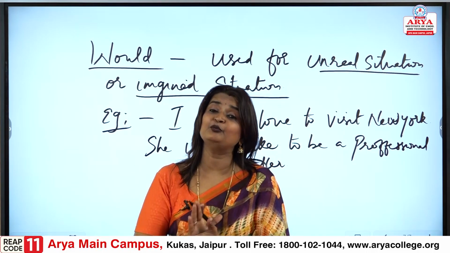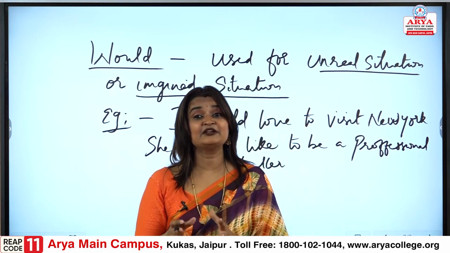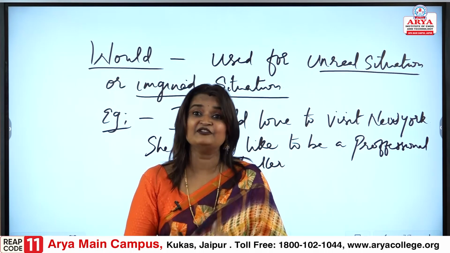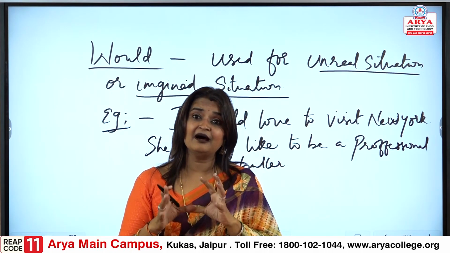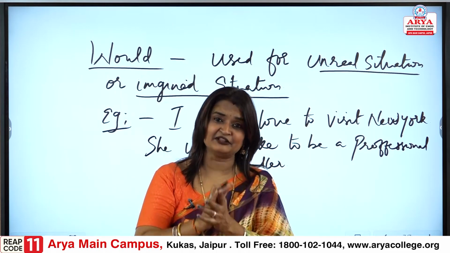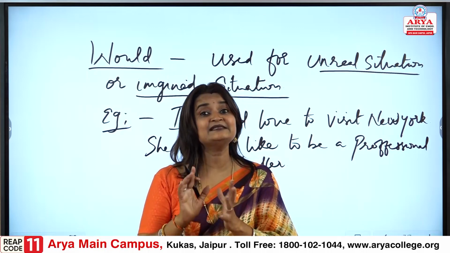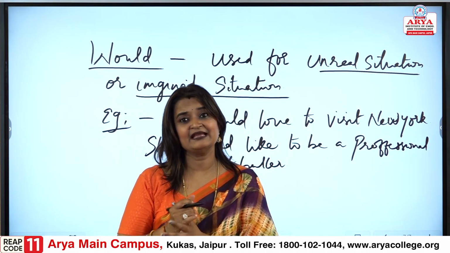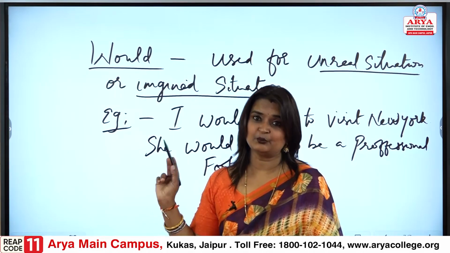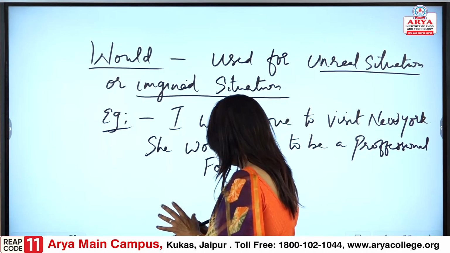So, she would love to be a professional footballer, but again it is not at present, it is not a real condition, it is her wish, her dream. When she becomes one, then it is a different thing, but at present it is an unreal situation, it is an imagination, it is her dream. So, again in that case we would be using would. Let us understand in detail the uses of would.